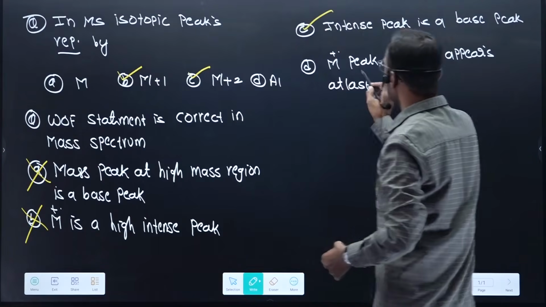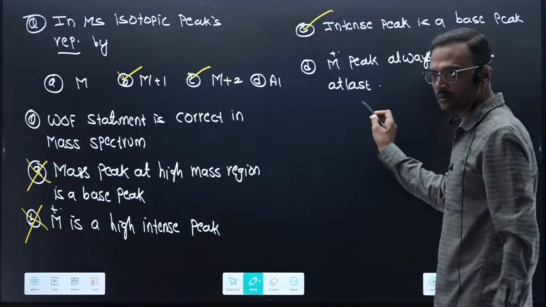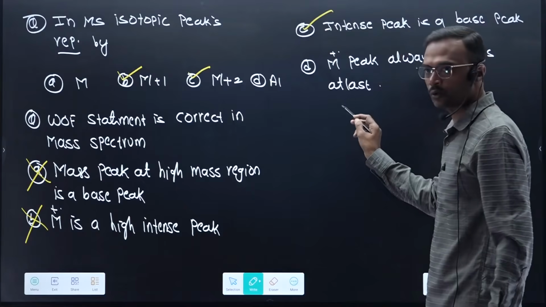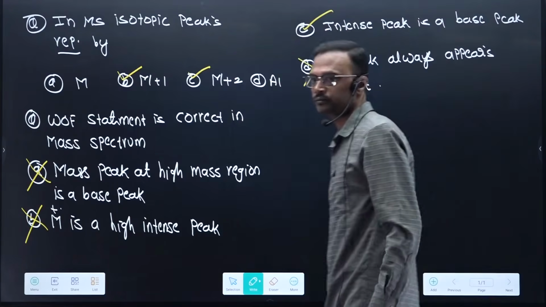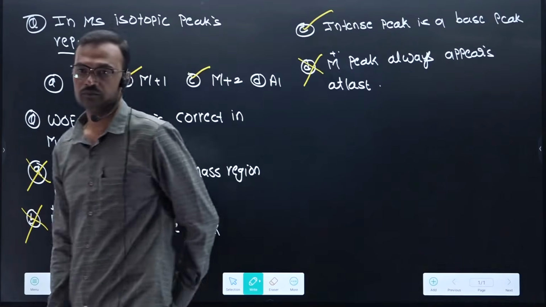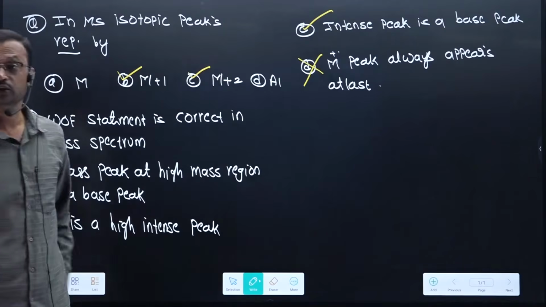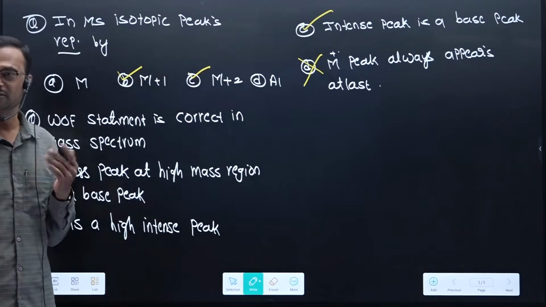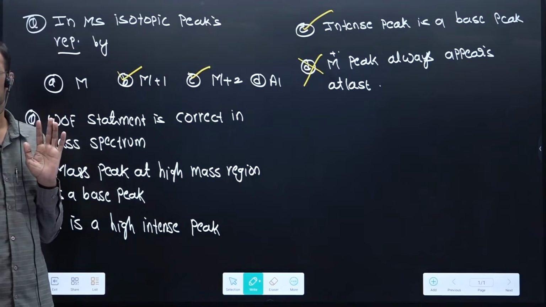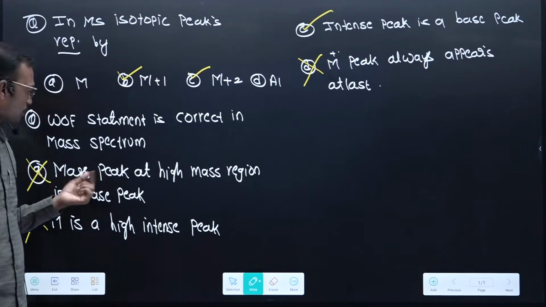Then see, molecular ion peak always appeared at last. Is it right? No. So this is wrong. That's why you need to learn the concept clearly. Otherwise, every point looks correct. Clear? This statement is wrong.